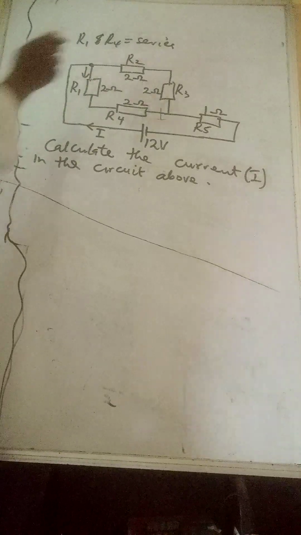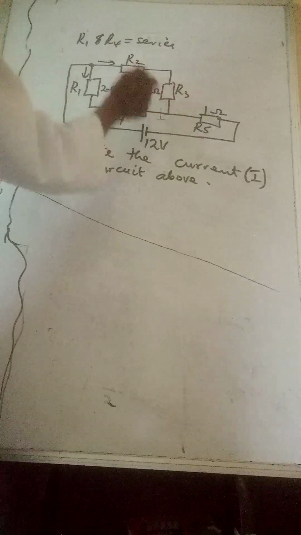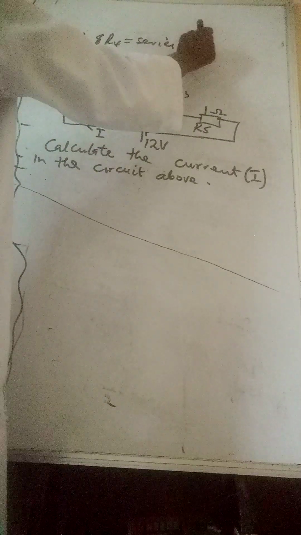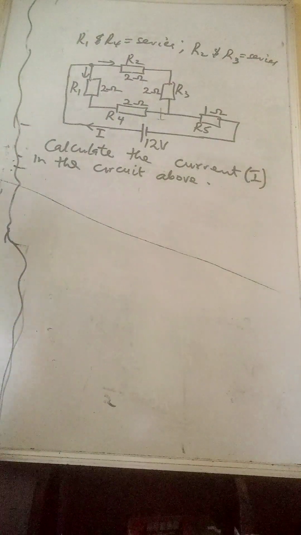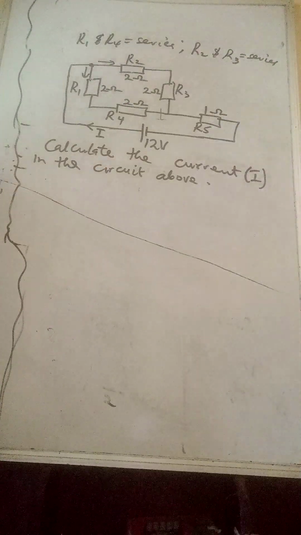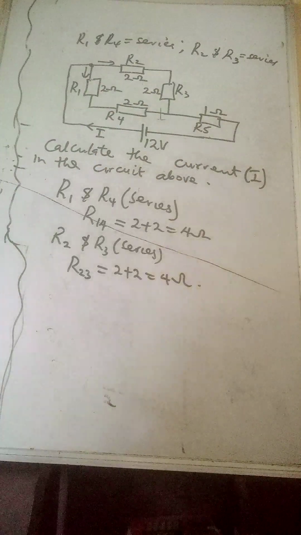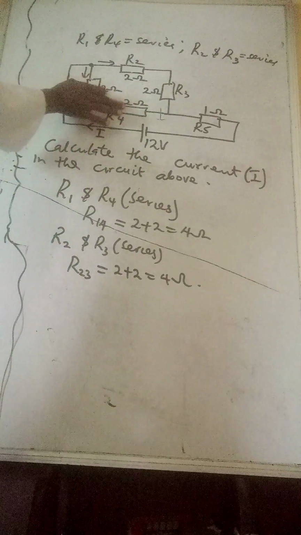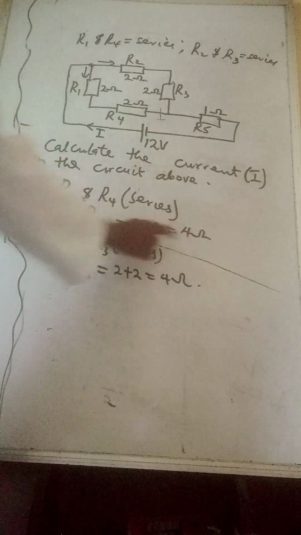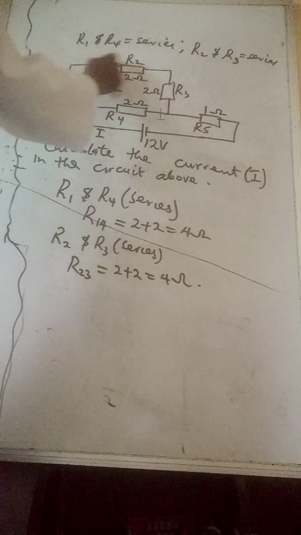Then the current that goes here also will enter R2 and R3. That means R2 and R3 also are in series. I hope you are following me. Fine. So let's combine them together. Series, combined. R1 and R4, these and these, I've added them together in series. 2 plus 2, 4. R2 and R3 in series.